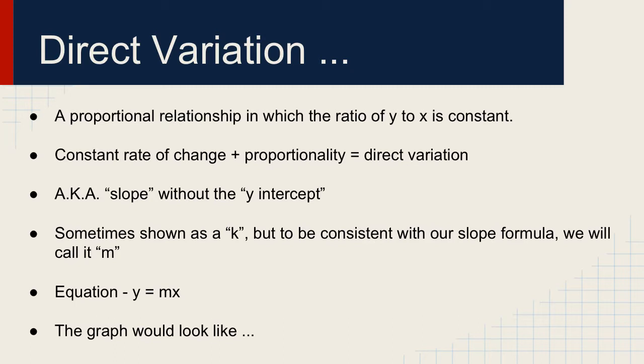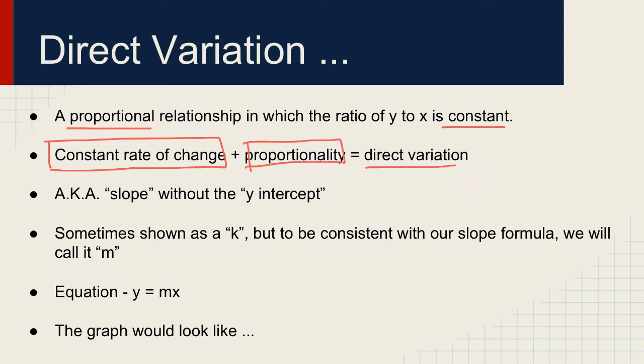So first and foremost, it's important for us to understand that we're talking about a proportional relationship where you have a constant rate of change. So when you have a constant rate of change and you add proportionality, you will get direct variation. Now keep in mind, proportionality has two parts to it. It's got to be linear, which is taken care of with the constant rate of change issue, but it also has to pass through the origin, or 0, 0.